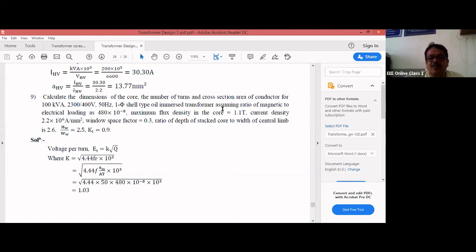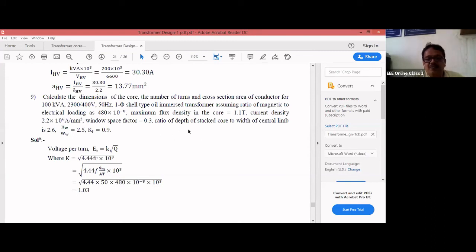oil immersed transformer, assuming, and this is a condition, assuming the ratio of magnetic to electrical loading is 480 into 10 power minus 8. The maximum flux density in the core is 1.1 T. Current density is given, interest vector is given. And here, the ratio of depth of stacked core to the width of center limb is 2.6.